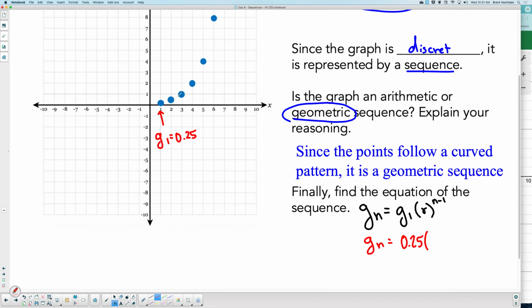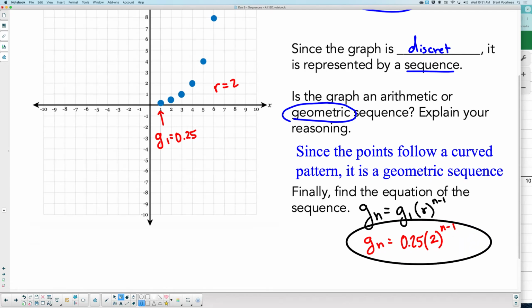Your R, it's hard to tell what's going on over here. I'll start right here. This is a value of 1, then it goes to 2, then it goes to 4, then it goes to 8. What's happening every time? I'm using these because it's easier to determine. 1, 2, 4, 8. What's the pattern? Multiplying by how much? To go 1 to 2, 2 to 4, 4 to 8. Multiplying by 2. Our R is 2. N minus 1. And that would be your formula.